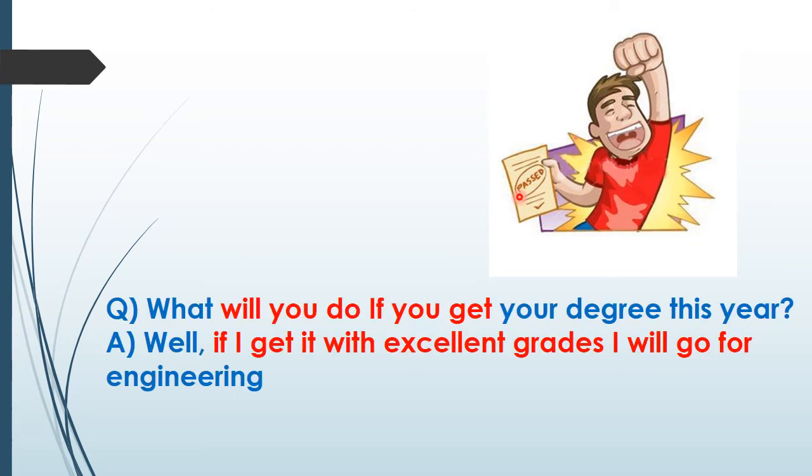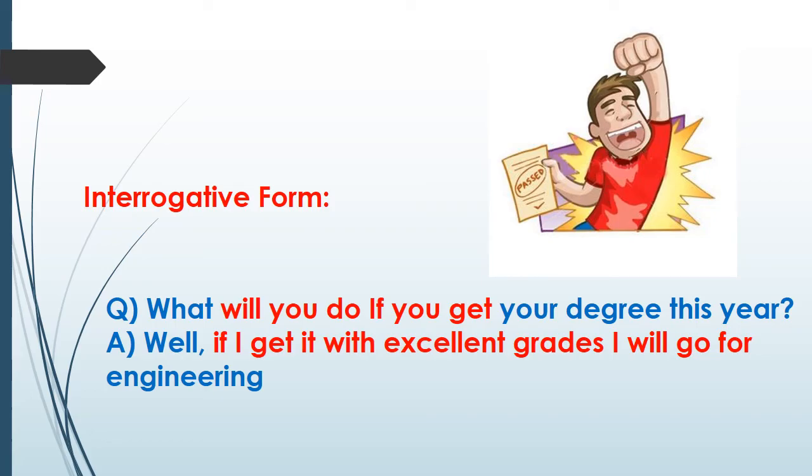Now, imagine the boy studied harder and he succeeded. Now you ask him, what will you do if you get your degree this year? So you are asking him. Look at the question, what will you do if you get your degree this year? He says, well, if I get it with excellent grades, I will go for engineering. Okay, we say it's interrogative form. We have here a question and we have an answer.